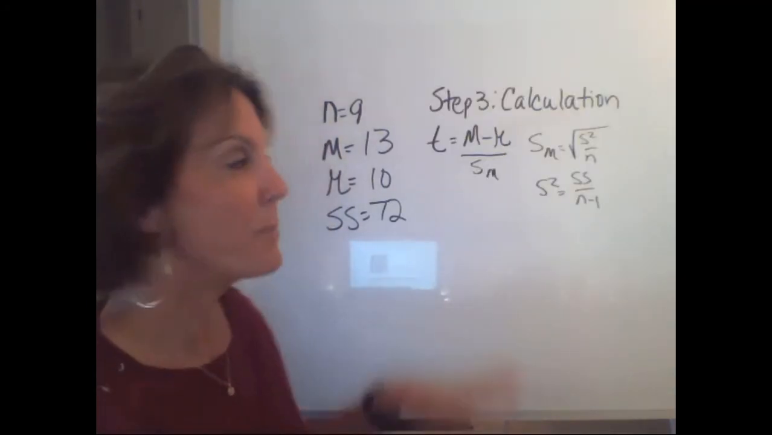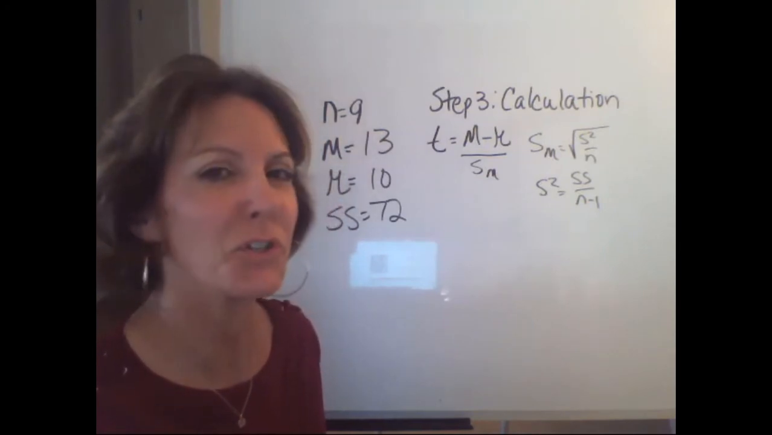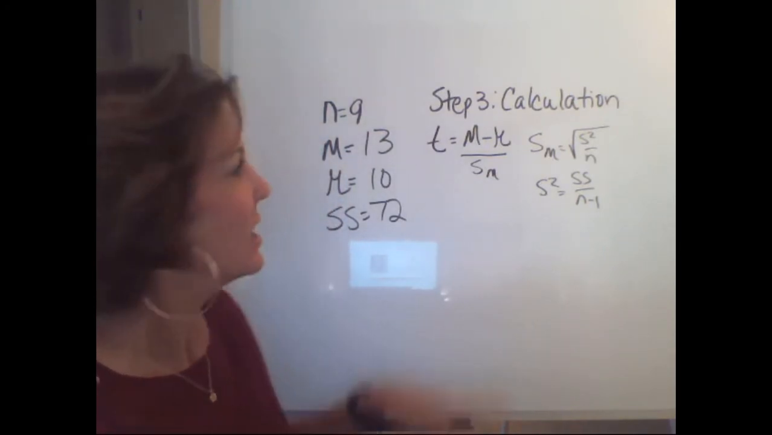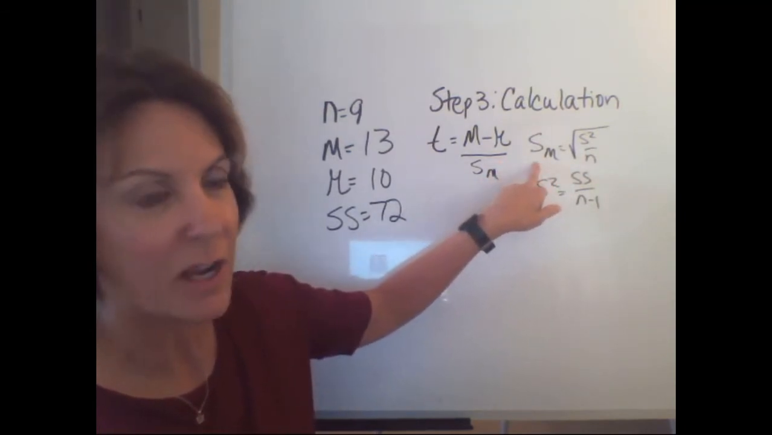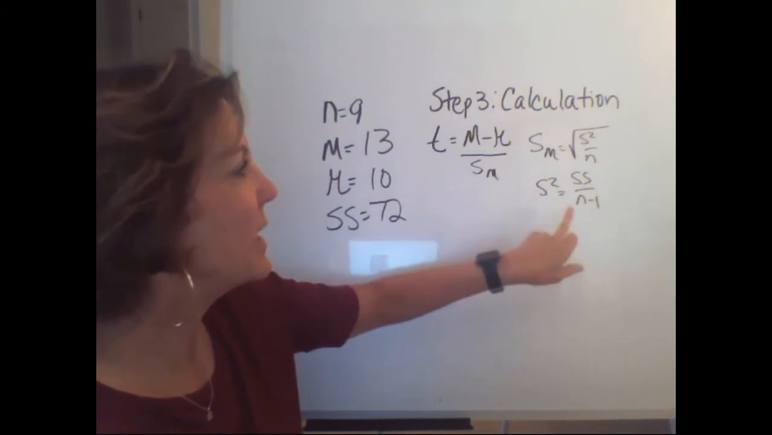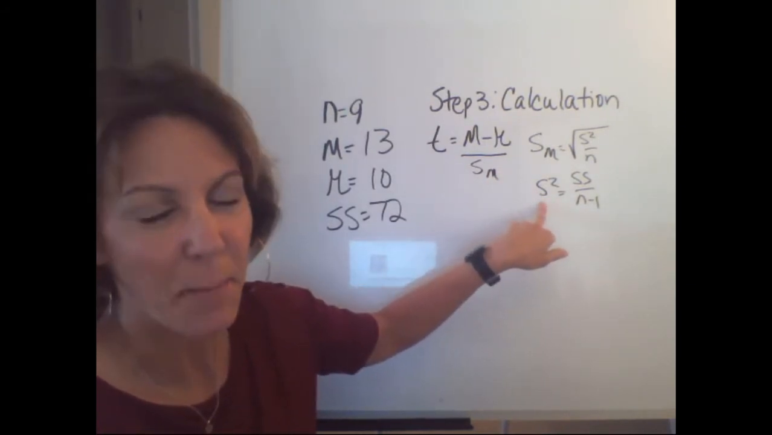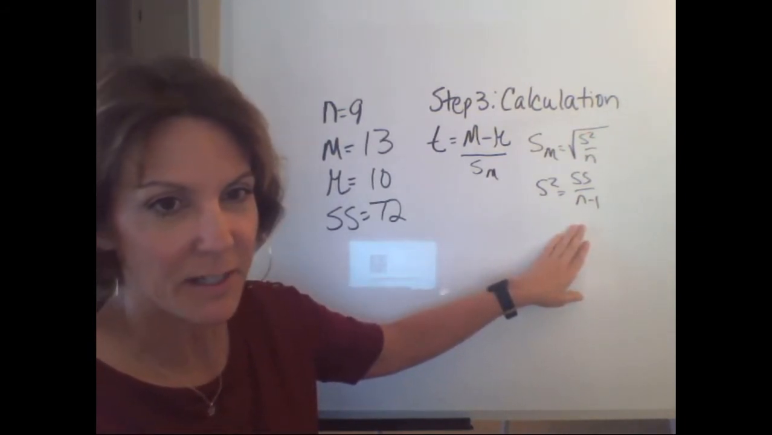Okay, for this next step, I went ahead and put all the calculations that we're going to need to be able to perform this t-test. So we have the t formula. We have our formula for the standard error of the mean, which is part of the t formula. But to get to the standard error of the mean, we also need our sample variance. And so we're going to start at the point of sample variance.